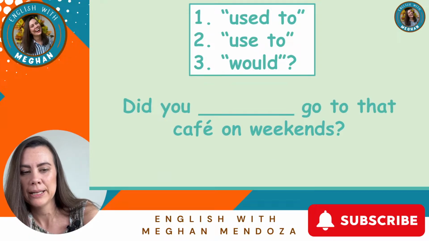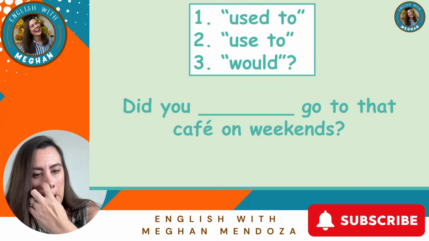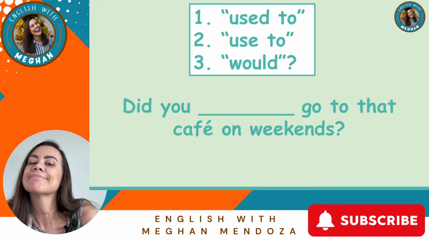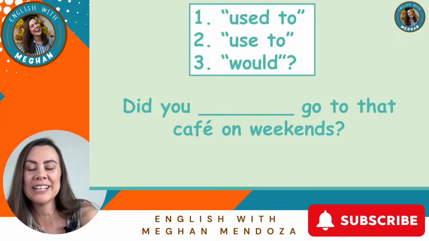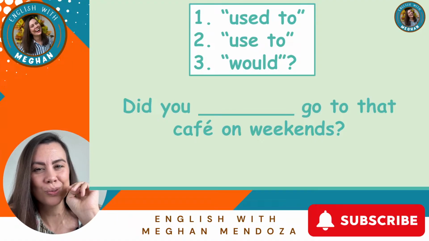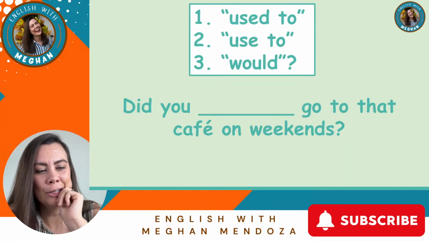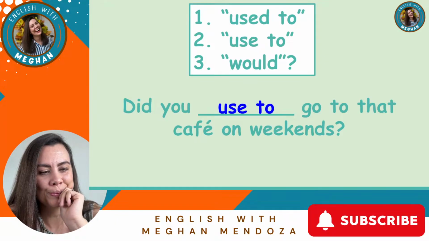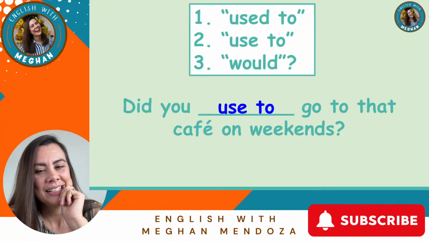Next one. Okay, what do we have here? I'm going to give you a quick type 1, 2, or 3 in the chat. Used to, or would. All right. 3, 2, 1. The answer again is "used to."